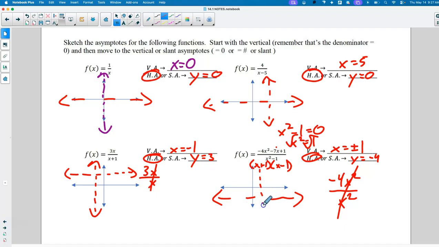And so I will have a dashed line right here. And I will have a dashed line right there. You can have 2 vertical asymptotes. Questions?